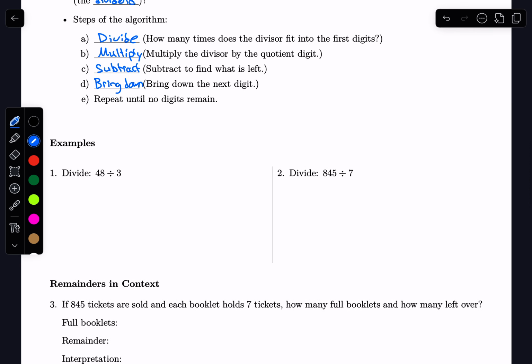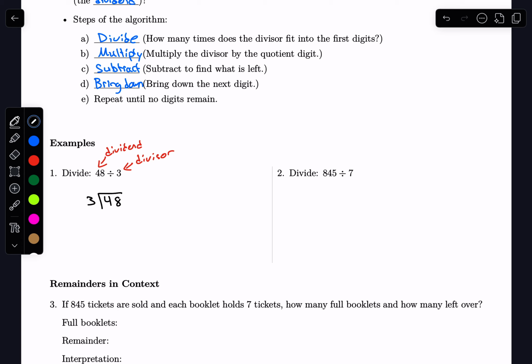First one we have is 48 divided by 3. 48 is what we are dividing, so we call that the dividend. And 3 is what we're dividing by. We call this the divisor. So we are dividing 48 by 3, and we're going to try to find the quotient, which is the result. The way we set this up, we put the dividend inside. So 48 goes inside this division box, and the divisor goes on the outside.